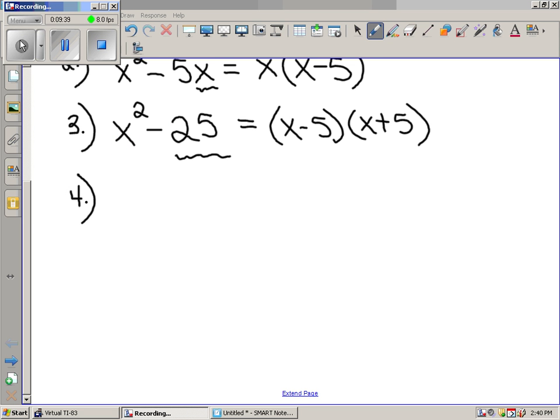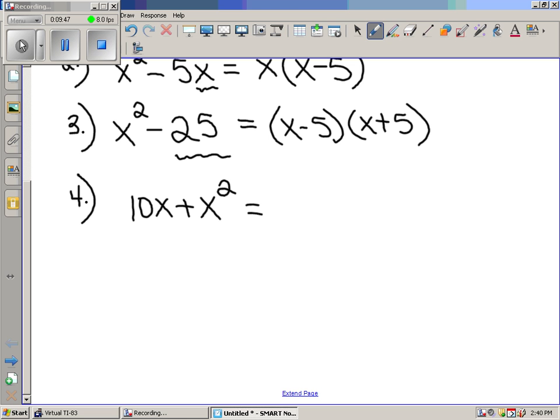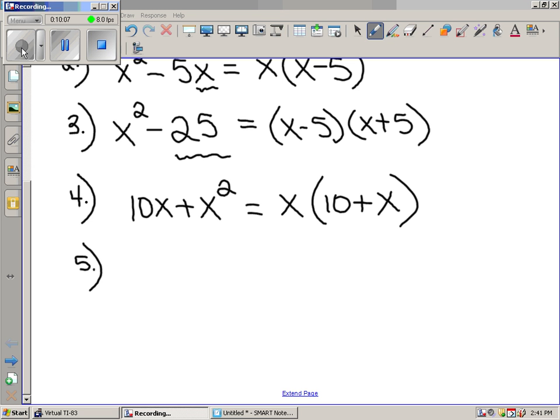Guys, let's just make sure that you can do items when they're reversed. Suppose I have 10x plus x squared. What's that factor into being? Close. 10 plus x. It's not a good idea to reorganize them unless I do. So leave it like that. You're good to go.